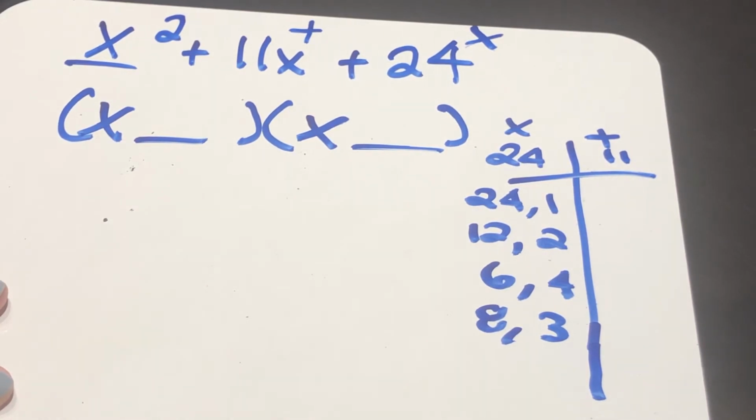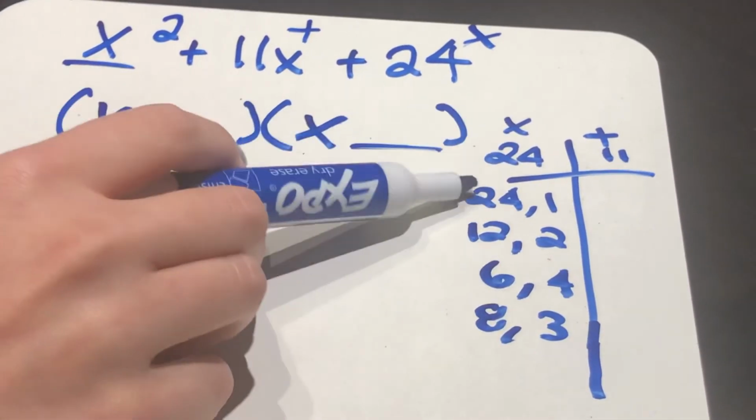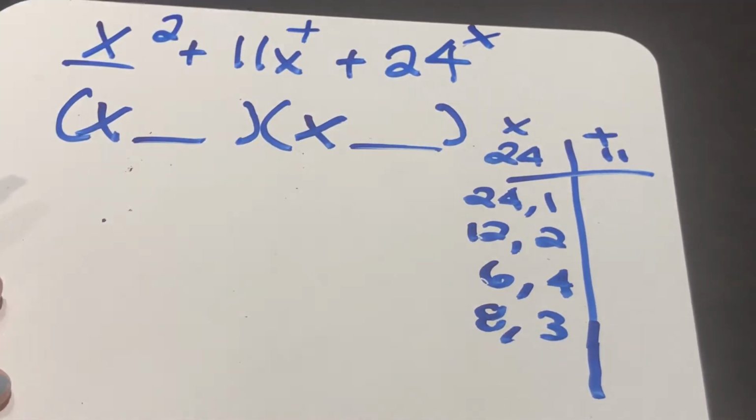1, 2, 3, 4, 5, 6. Yep, that's it. So those are all my numbers that multiply to get 12. Now look at all these pairs. Can you see which one of these pairs will add up to get 11?